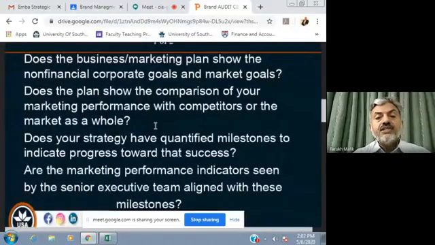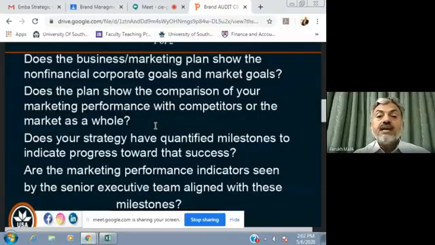Does the business marketing plan show the non-financial corporate goals and market goals? So you make a business and marketing plan and it should show the non-financial corporate goals and marketing goals. How you're going to enhance your brand image. How are you going to transfer that brand value to your customers? These are non-financial corporate goals, but they are the ones that are responsible for bringing in the financials.